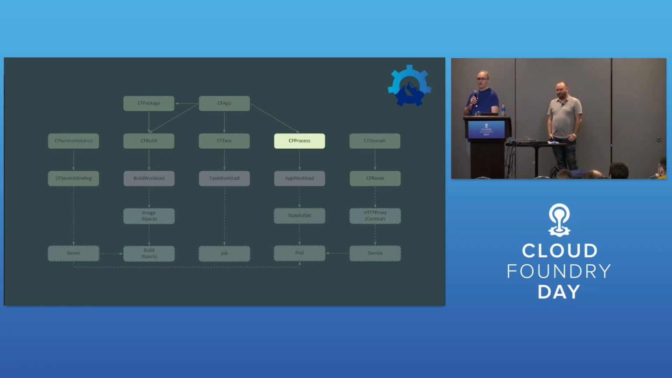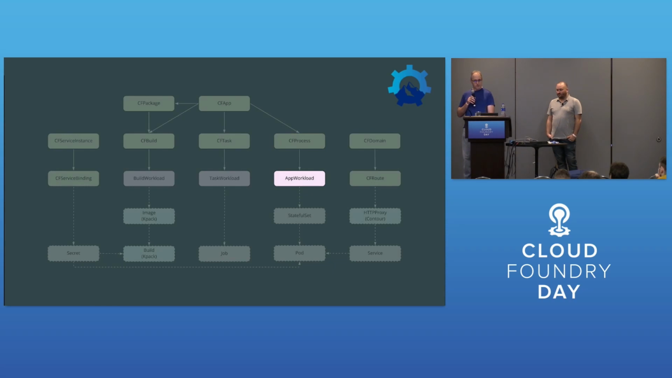Once the application is finished staging, a CFProcess resource is created for each process referenced in the application manifest. This is where user-provided information for things like the desired number of instances, memory and disk quotas, and health checks are combined with information about the staged application.